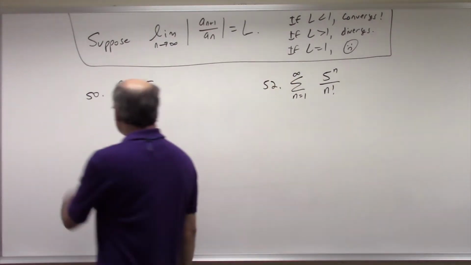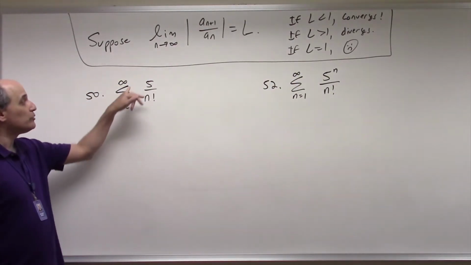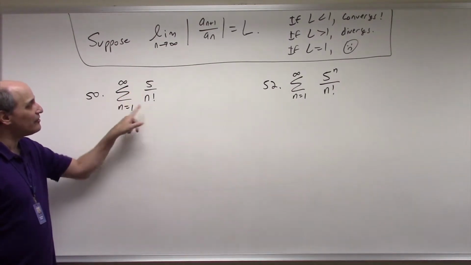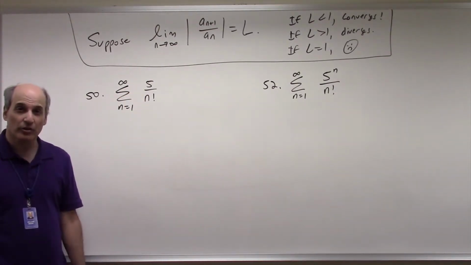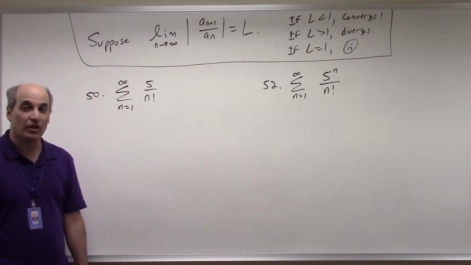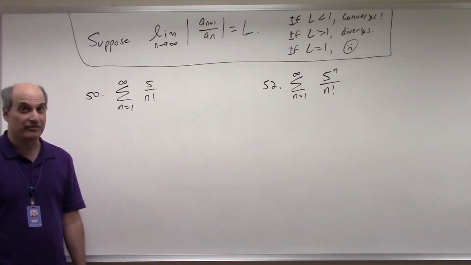Okay, so here's problem 50. The sum from n equals 1 to infinity of 5 over n factorial. We talked about factorials a while ago. Here's where they're going to come back with a vengeance.